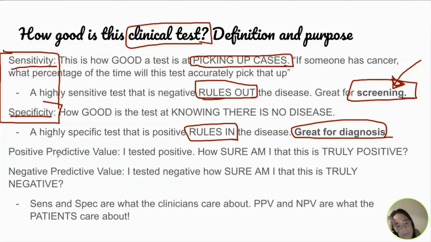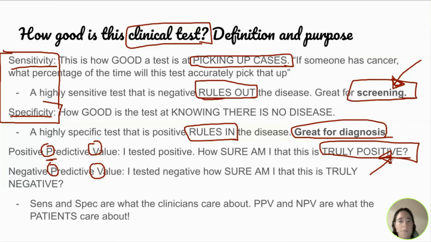These positive and negative predictive values are what the patient cares about. So think of this P and V for what the patient values. So the patient wants to know this. Positive predictive value is: I have a positive test, I'm looking at that result that read positive. How sure am I that's real? So if I screen positive, say I test myself for COVID on one of those home lateral flow tests, how sure am I that if I went and I got a PCR, I really truly would be positive?